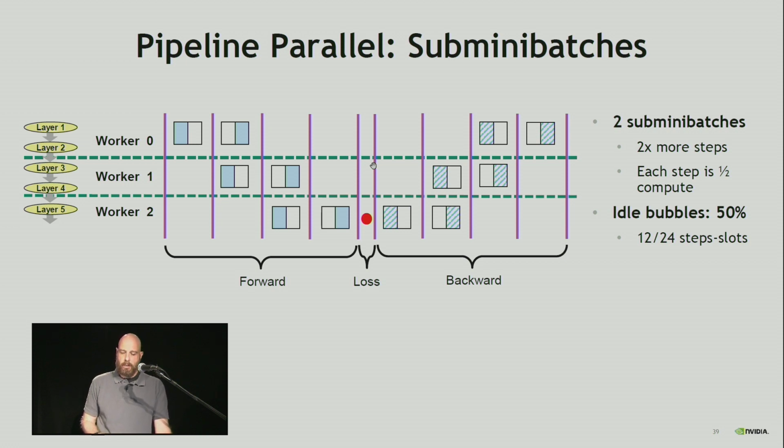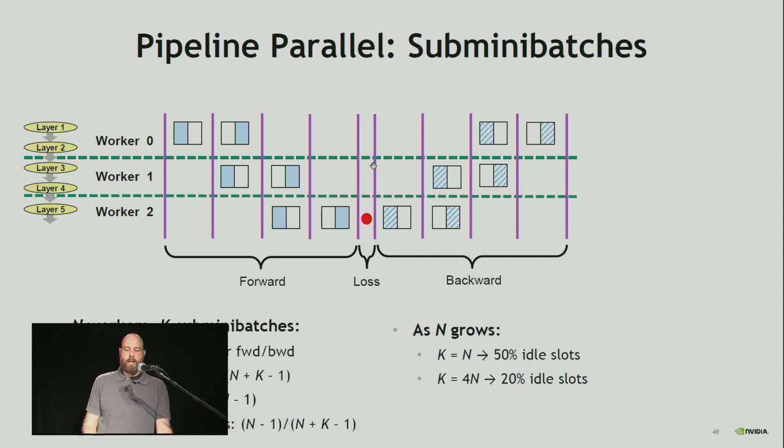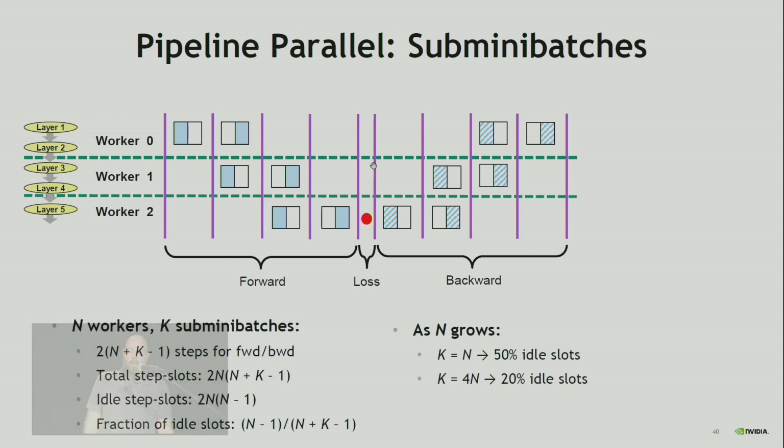in the previous slide. And in the limit, as the number of workers grows, if you have the same number of sub-mini batches as the number of workers, so K in this particular case is sub-mini batches. So if the number of workers is also equal to the number of pieces of the mini batch to be sent through the pipeline, then you're asymptotically approaching using your system at 50% efficiency, because half the time you'll idle.